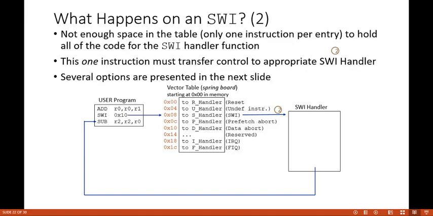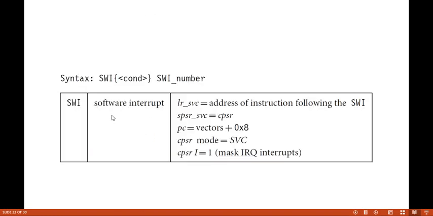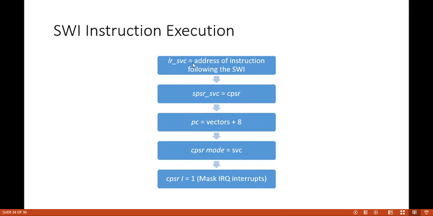Okay, what happens on an SWI if there is not enough space in the vector table? Normally, it will always go to the software handler, and from there it will come back to the user program. Now, how is this SWI executed? The same thing is given here.